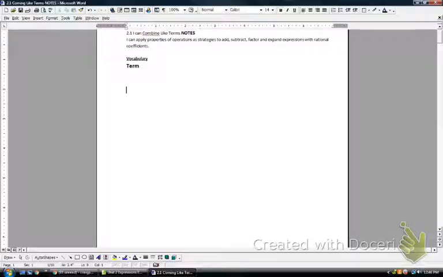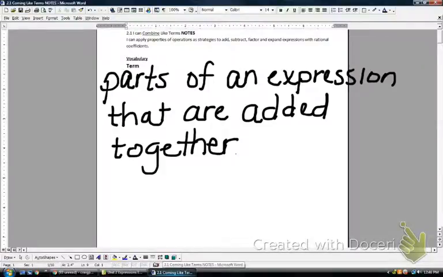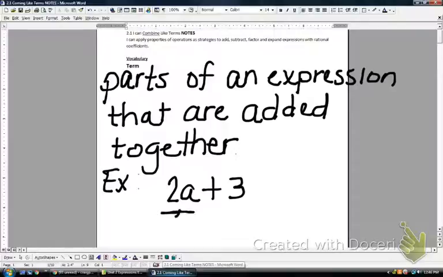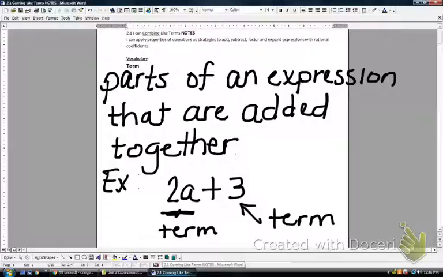So our first vocabulary is term, and I'm going to go ahead and write that down. So term is parts of an expression that are added together. And I'm going to give you some examples. So here's our example. We have 2a plus 3. This whole thing is a term. The 3 is a term. So parts of an expression that are added together.